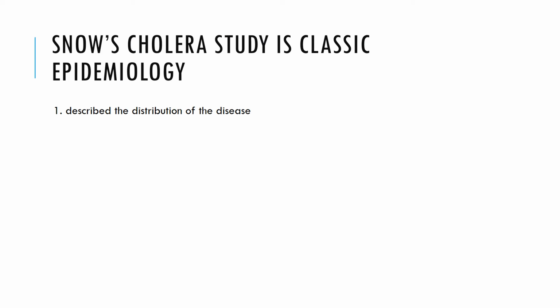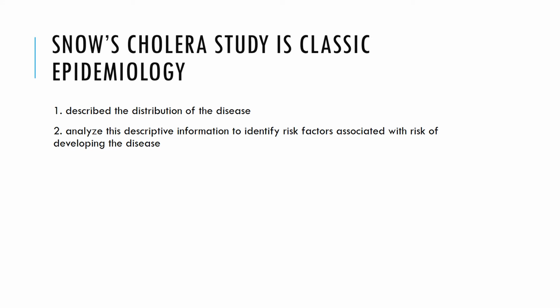So this cholera study is classic epidemiology, which is why Snow is referred to as the father of epidemiology. He described the distribution of the disease and then used that descriptive information to identify a risk factor. In this case, it was water contamination. And then the next step, of course, is to prevent the disease by modifying the risk factor. So in this case, that would be treating the water source to kill the microorganism that causes cholera.